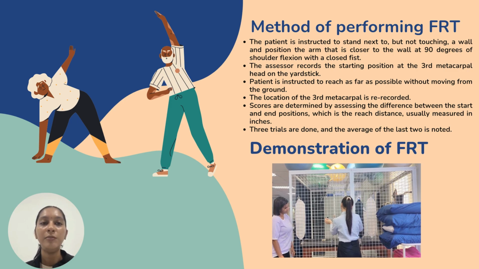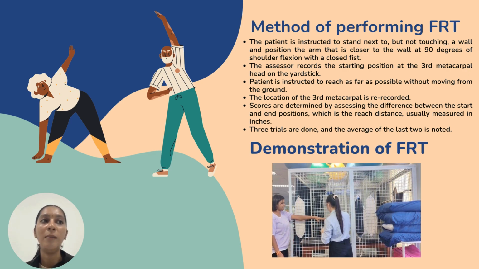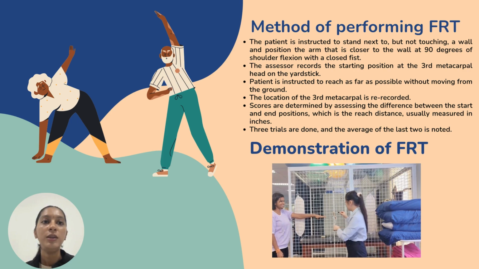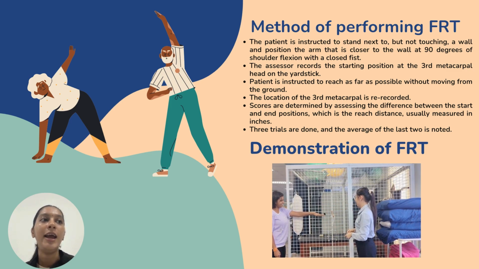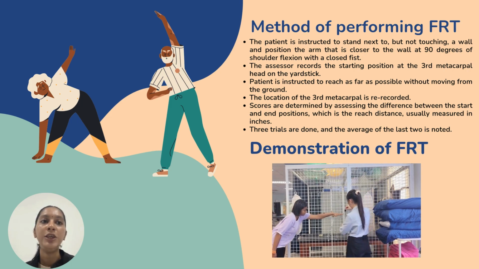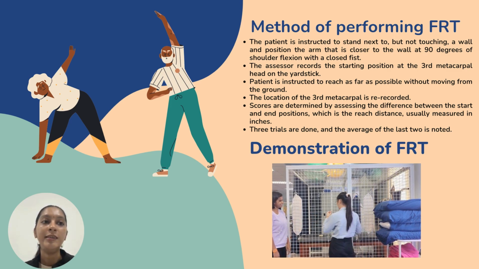For patient positioning, the participant stands next to a wall with the shoulder closest to the wall, about 90 degrees of shoulder flexion. So the arm is lifted straight forward at shoulder height, elbow extended, hand in a fist, and fingers pointing forward. The feet should be shoulder width apart, and the participant should not touch the wall. The starting position is the third metacarpal.